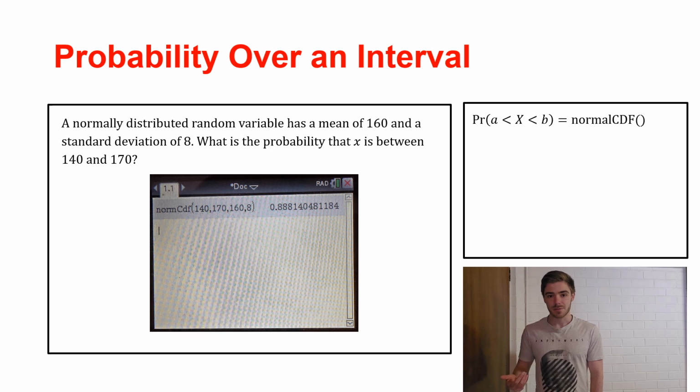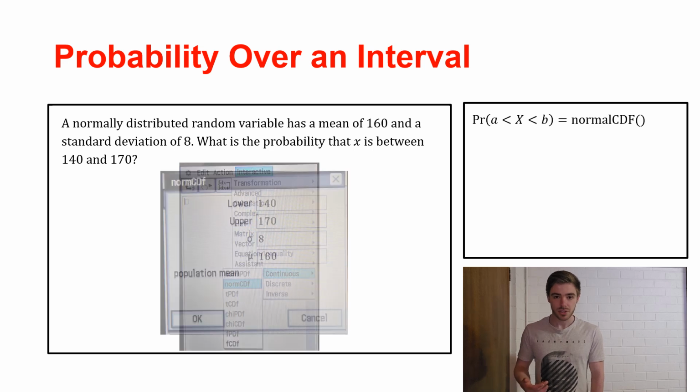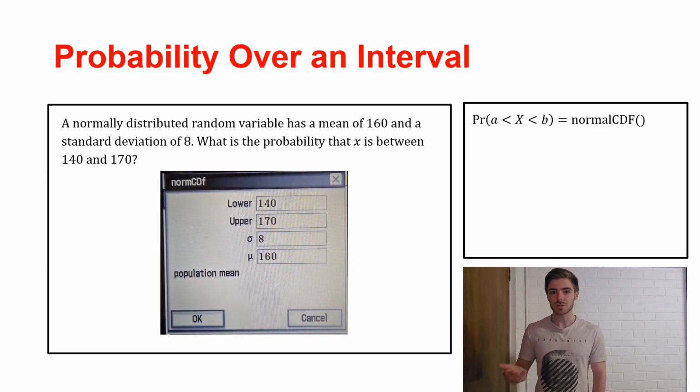The Casio has a similar function, located under interactive, distributions, continuous, normCDF. And once again, you're going to get a very similar setup window where all you're going to do is plug in all of those required terms and get your answer.